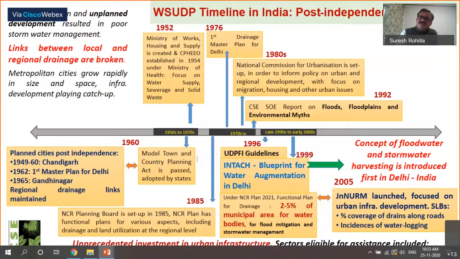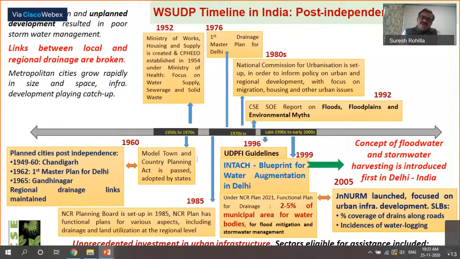And CSE back in 1992 came out with a research report called Floods, Floodplains, and Environmental Myths. And we have also tried to understand how city planning was moving towards more regionalization. The NCR Planning Board was set up in 1985, which started to look for a functional plan for drainage, saying that water needs to be understood through the catchment, and water supply systems and drainage systems need to consider the catchment approach, which was highlighted by Harry also in his presentation.